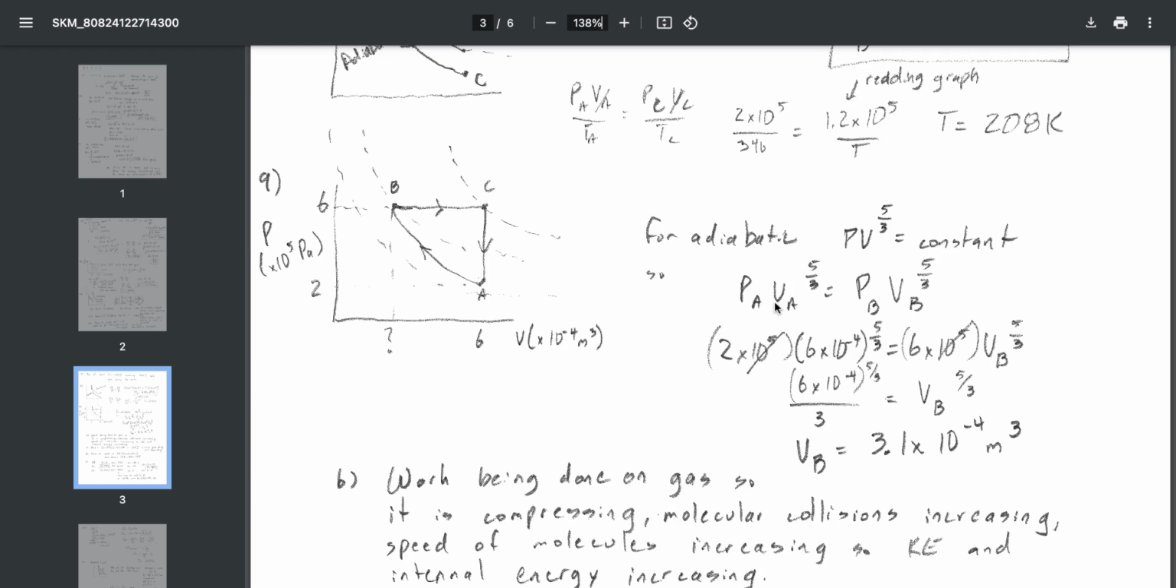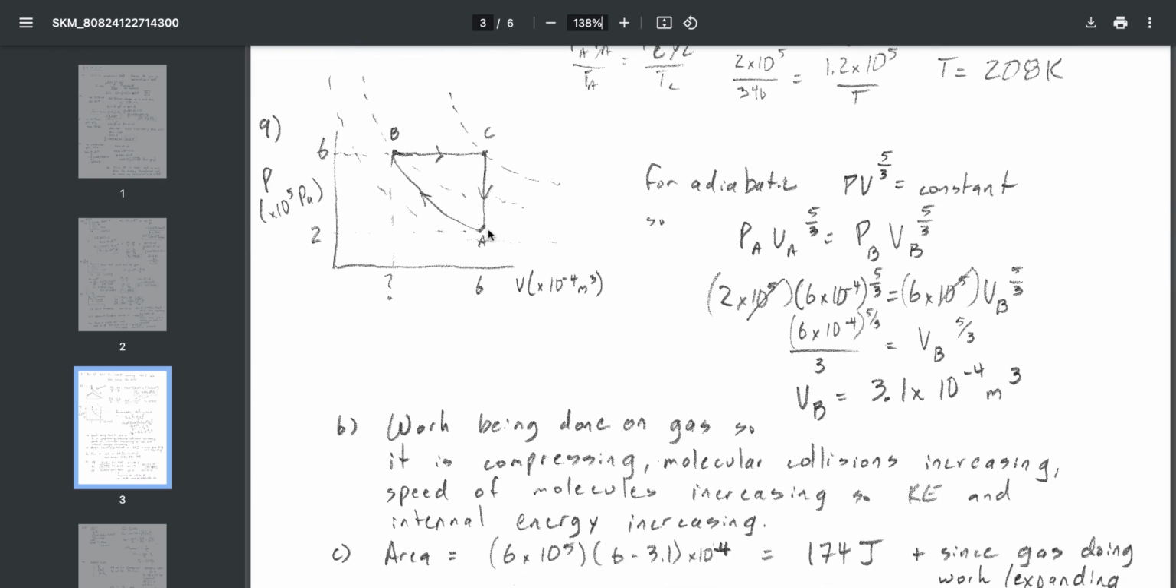Explain why the temperature at B is greater than A. So you've got work being done on the gas, so it's compressing, molecular collisions are increasing, the speed of molecules has got to be increasing, so kinetic energy, internal energy has got to be increasing. So that's why it's heating up, or the temperature is going up.